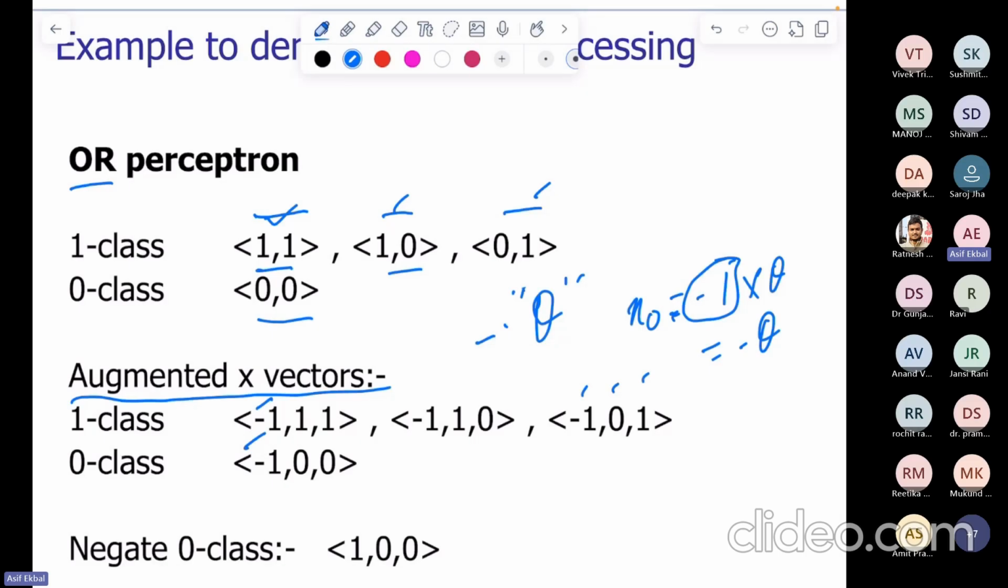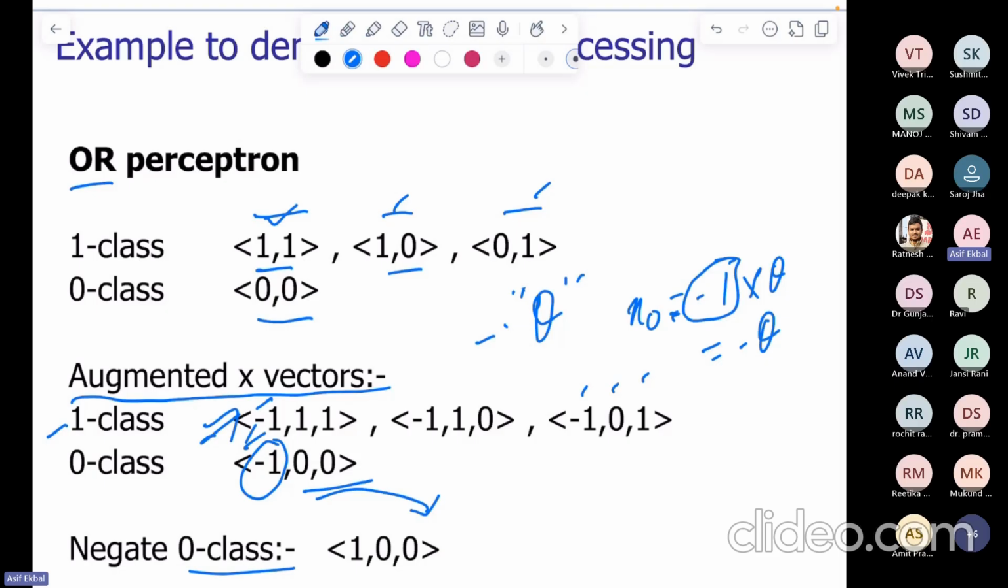And for the 0 class, we have again -1 and 0 0. So this is the class 1 example and this is the class 0 example. Now negate the 0 class. This negation has a meaning because you are trying to bring all the vectors in the same direction. If you negate these values, it will be 1, and then minus of 0 means 0, minus of 0 means 0. So you are just changing the direction of this, bringing it in the same direction in which these vectors are.